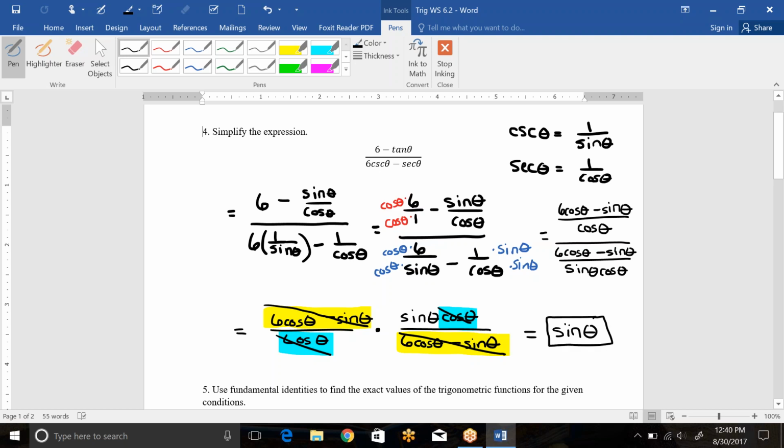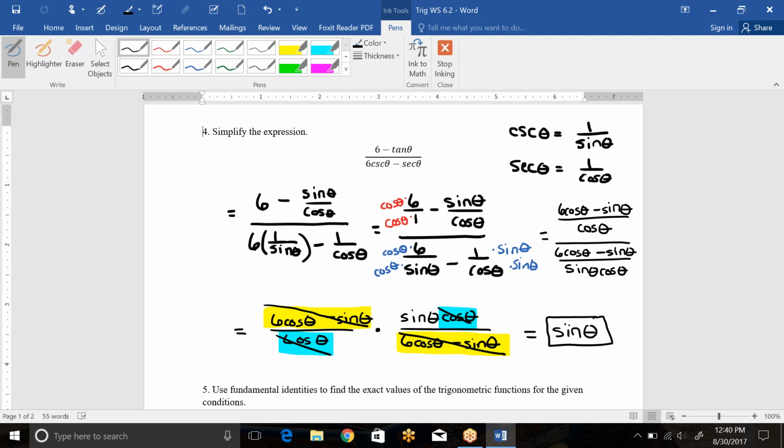So 6 minus tan theta over 6 cosecant theta minus secant theta. If you actually had a theta to plug in, say 30 degrees, and you worked out all of that information using the trig ratios of a triangle that matches a 30 degree, you would get the exact same answer as if you just plugged the 30 degrees into sine of theta. So this is what we call an identity. We'll teach you how to do these later.